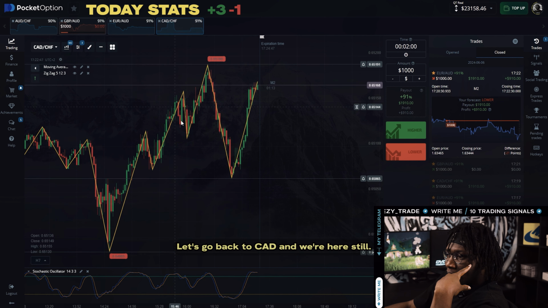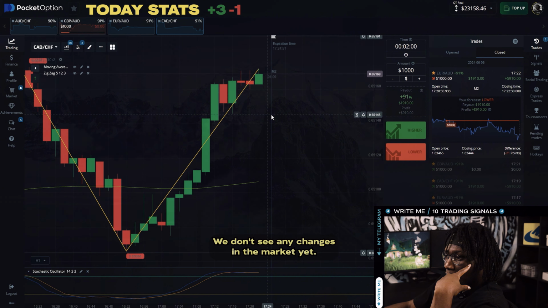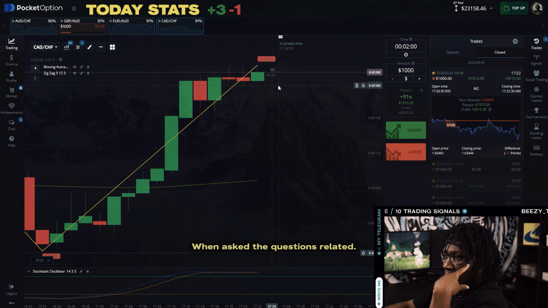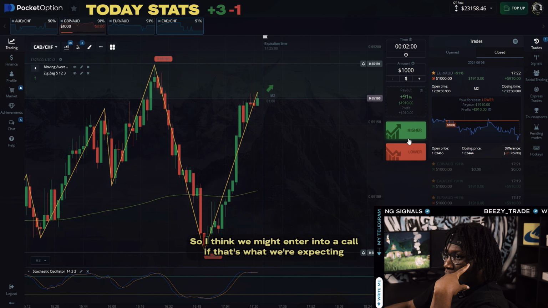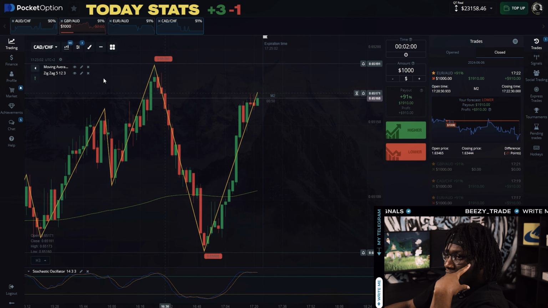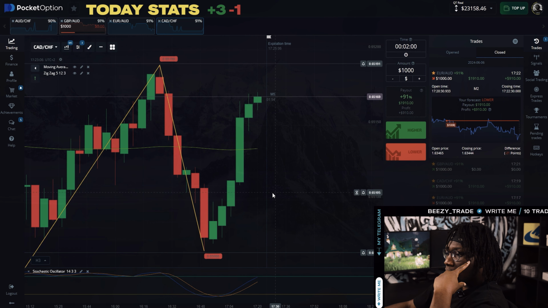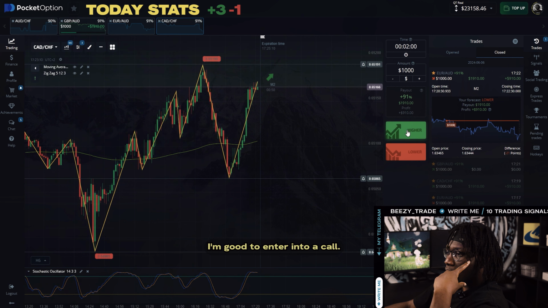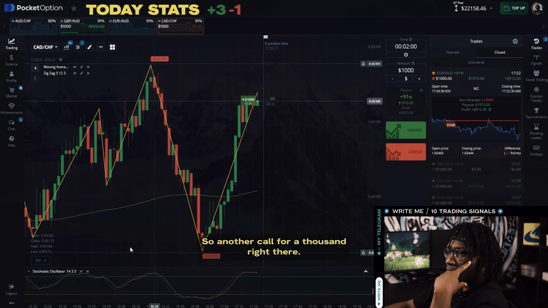Let's go back to CAD. And we're still here. We don't see any changes in the market yet. We're flatlined on our stochastic oscillator. So I think we might enter into a call if that's what we're expecting from that price. Let me check my M5 real quick. So I think I'm still good. I'm good to enter into a call. So another call for 1,000 right there.